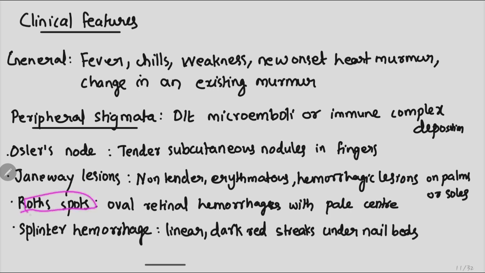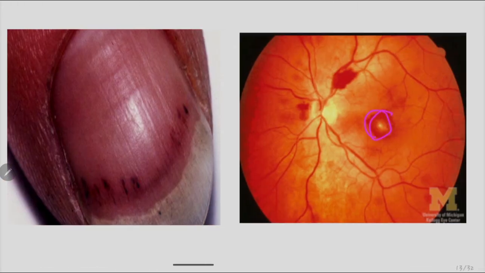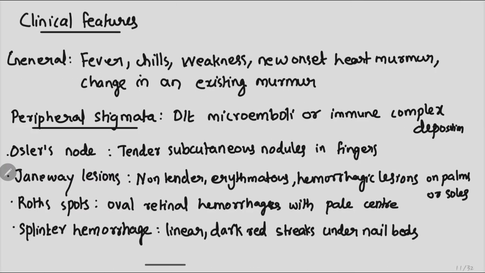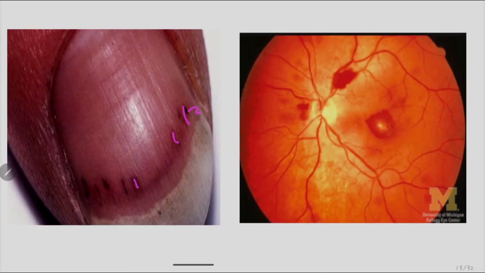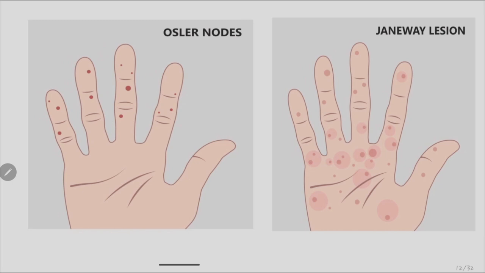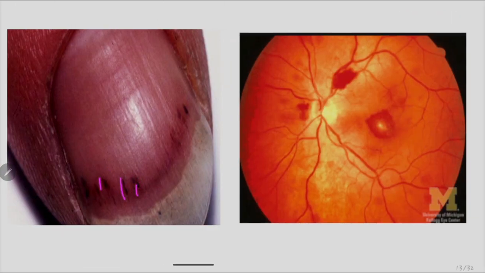Next lesion is Roth spot, which is seen on the retina. These consist of a reddish hemorrhagic lesion, inside which you can see a translucent center. And next lesion is splinter hemorrhage, which are linear and dark red streaks under the nail beds. So which are the peripheral stigmata of infective endocarditis? Osler's nodes, which are painful subcutaneous nodules, and Janeway lesions, which are painless hemorrhagic lesions, and splinter hemorrhages on nail beds, and also Roth spots, which are seen on the retina.